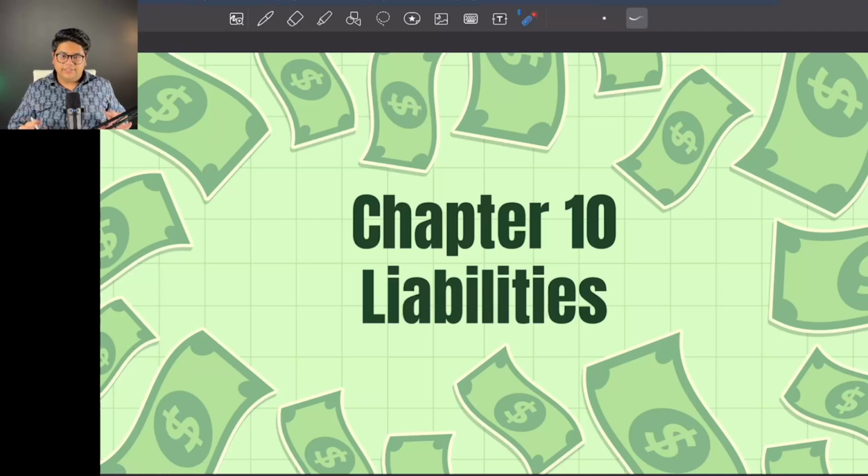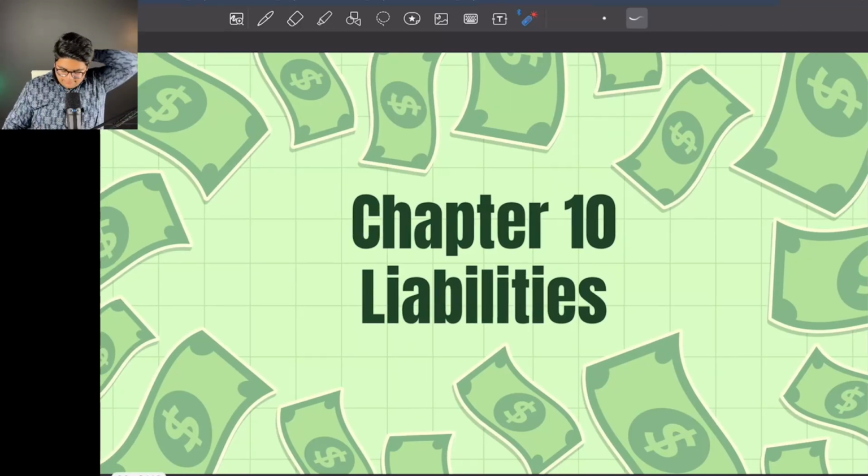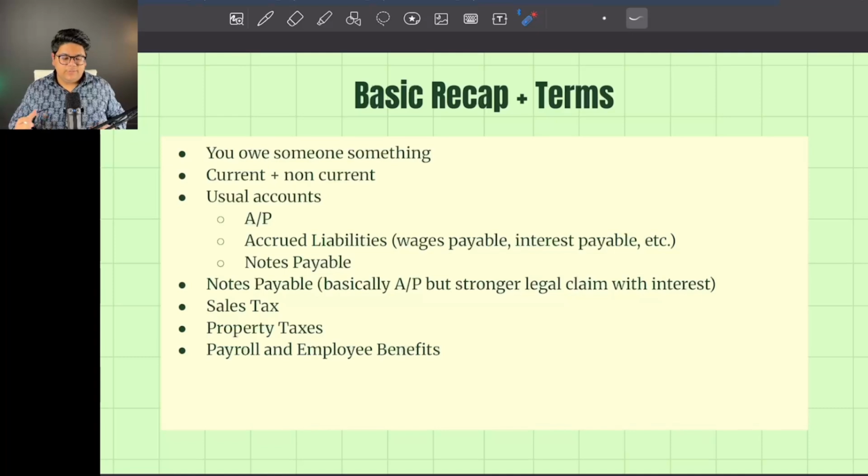Receivables. Chapter 10, Liabilities. All right, so a receivable is when you need to get some money back. A liability is when you need to pay something to someone. So basically, if you're receiving something, the person you're receiving from is recording it as a liability, and vice versa. So a liability is when you owe someone something, and then you have current and non-current liabilities. I forgot to explain this earlier, but current assets and current liabilities are assets and liabilities that you have to pay or receive under 1 year. Non-current is over 1 year.